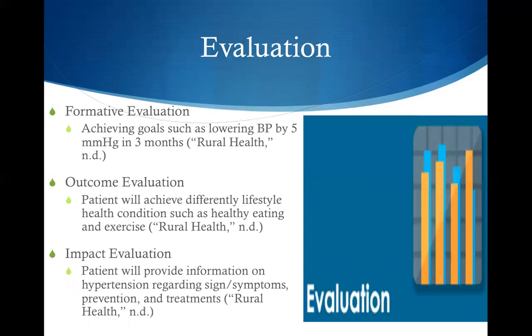Evaluation. I did 3 evaluations. Formative evaluation, for example, is achieving goals such as lowering the BP, which I said earlier, by 5 millimeters of mercury in 3 months. Next is outcome evaluation: the patient will achieve a healthy lifestyle, such as eating healthy and physical exercise. And the last evaluation was impact: the patient will provide information regarding hypertension, such as prevention, treatments, and some signs and symptoms.